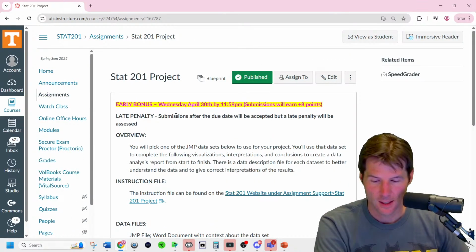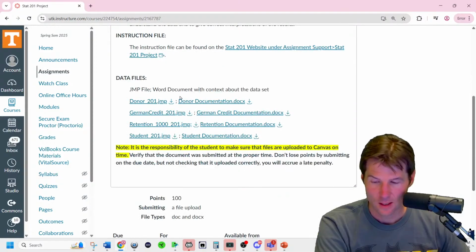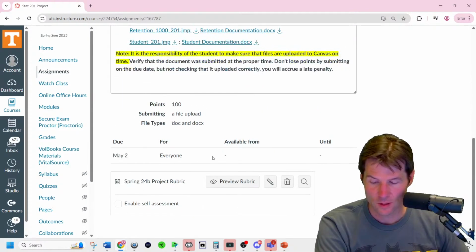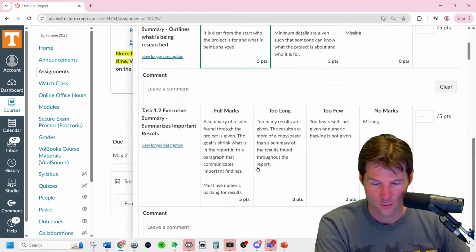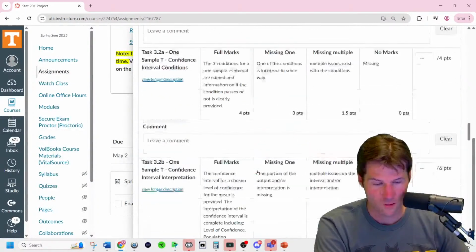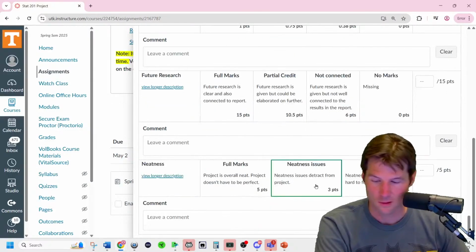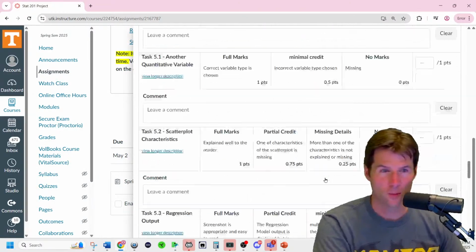Mm-hmm. And early bonus by Wednesday the 30th. Oh my gosh. There are the different files you can use. Make sure to do this right here. Here's the rubric. Preview the rubric. Look at all this good stuff right here. All the rubric, everything you got to do, listed out for you. Oh, such a big project. We'll work on this together. We'll work on the project.